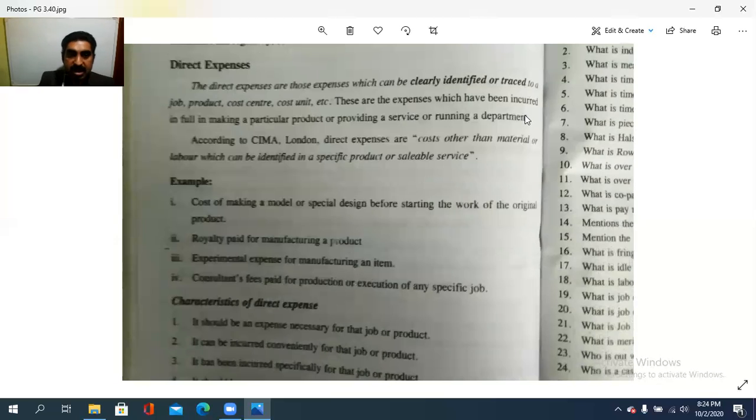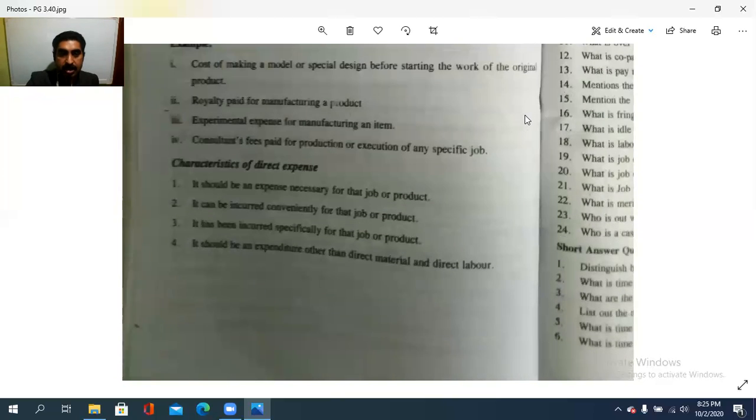Examples are cost of making a model or a special design before starting the work of the original product, royalty paid for manufacturing a product, experimental expense for manufacturing an item, and consultants fees paid for production or execution of any specific job. So these are directly traceable, other than the material and labor, for a particular production process, maybe from a job or for a product or for a saleable service, maybe from a cost center or a cost unit.